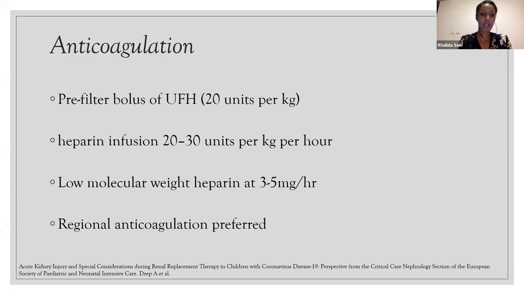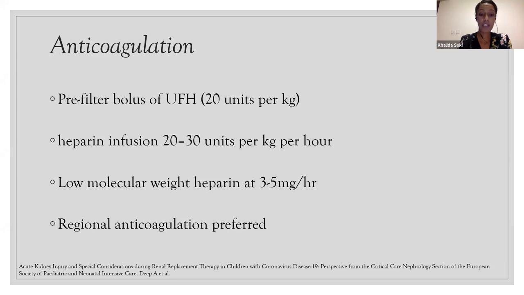Many of these patients, we have had to use low molecular weight heparin at 3 to 5 milligrams per hour, trying to reduce the incidence of heparin-induced thrombocytopenia. And in fact, because of the technicalities of having to go in and adjust infusion pumps and the like into the COVID ward, many times we have also used subcutaneous heparin at 1 milligram per kg, even in these patients who've had acute kidney injury.